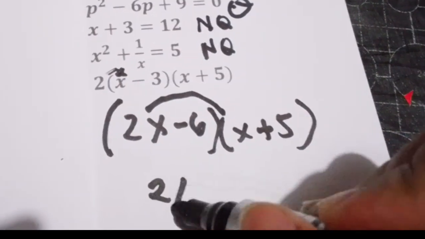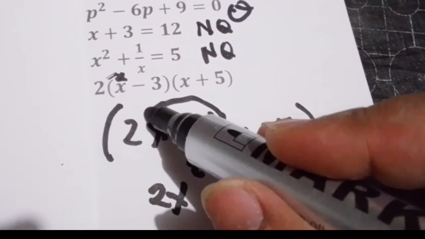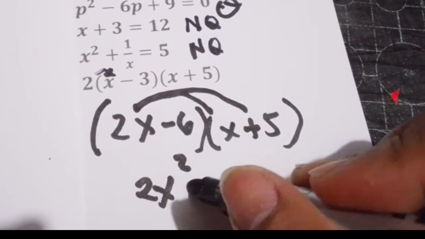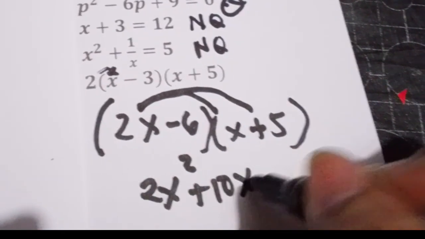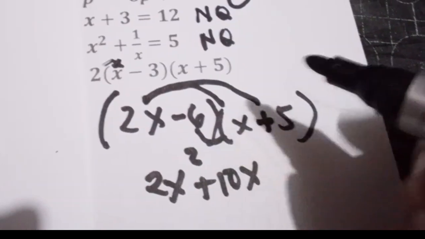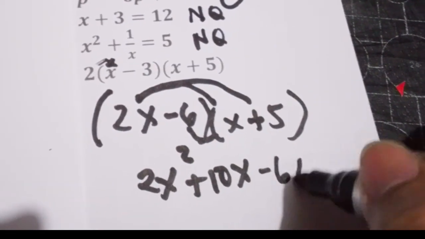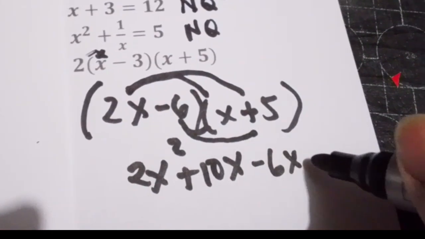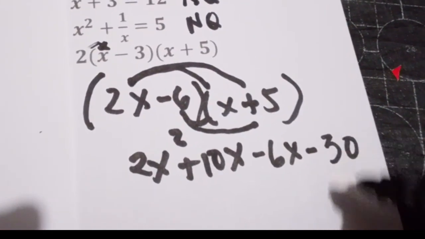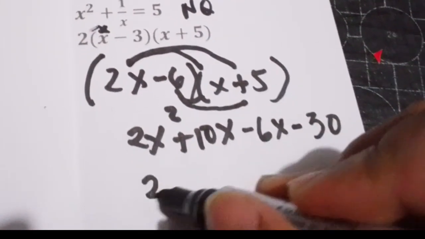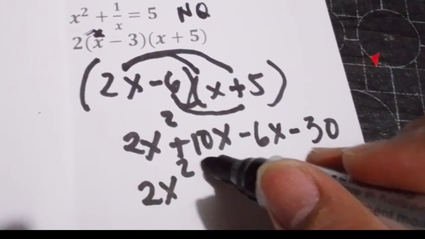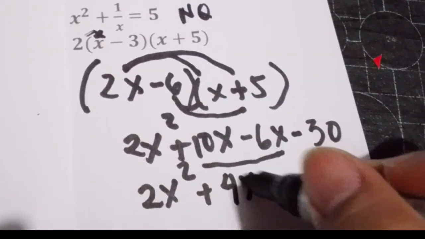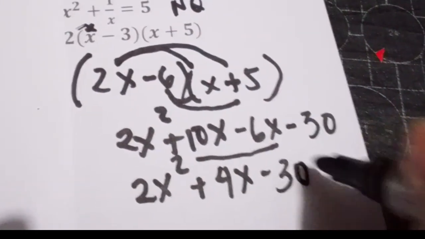So 2x squared, then 2x times positive 5, plus 10x, then minus 6x, then negative 6 times positive 5, negative 30. So now 2x squared, combining like terms, 10x minus 6x, so this is 4x minus 30.